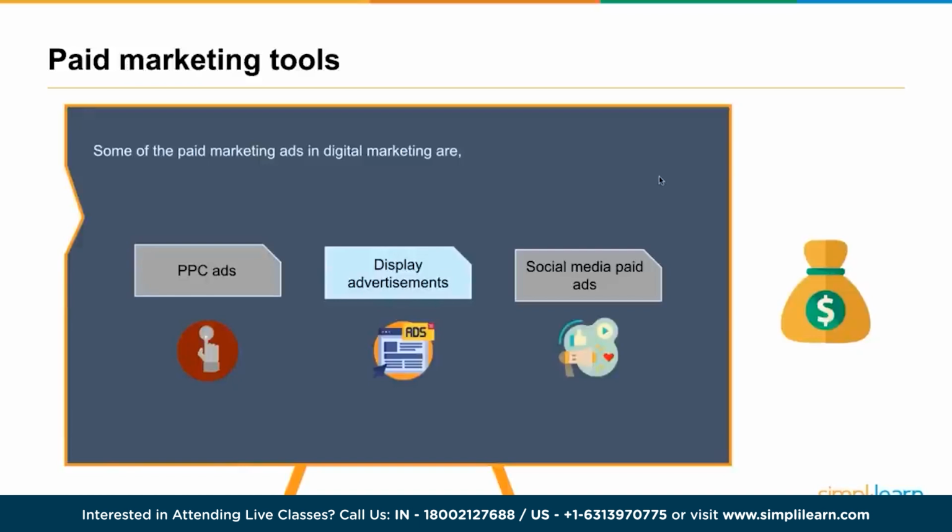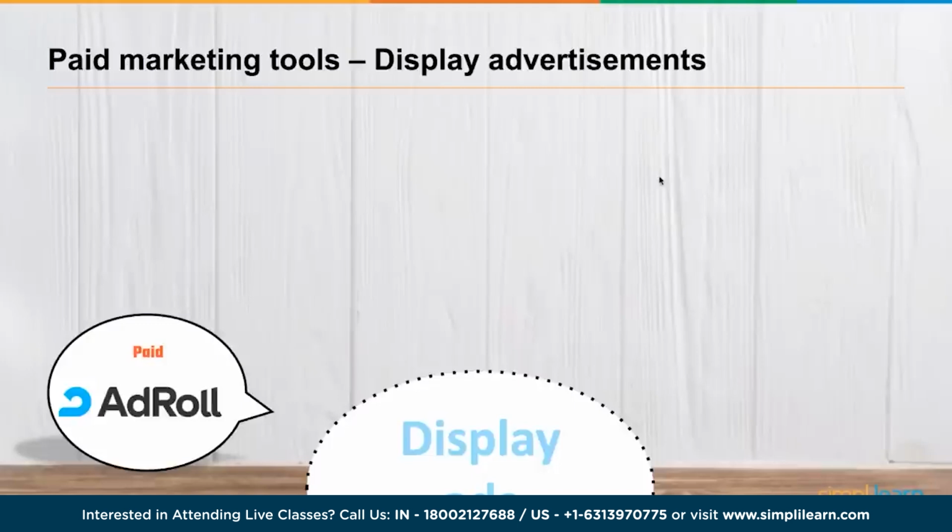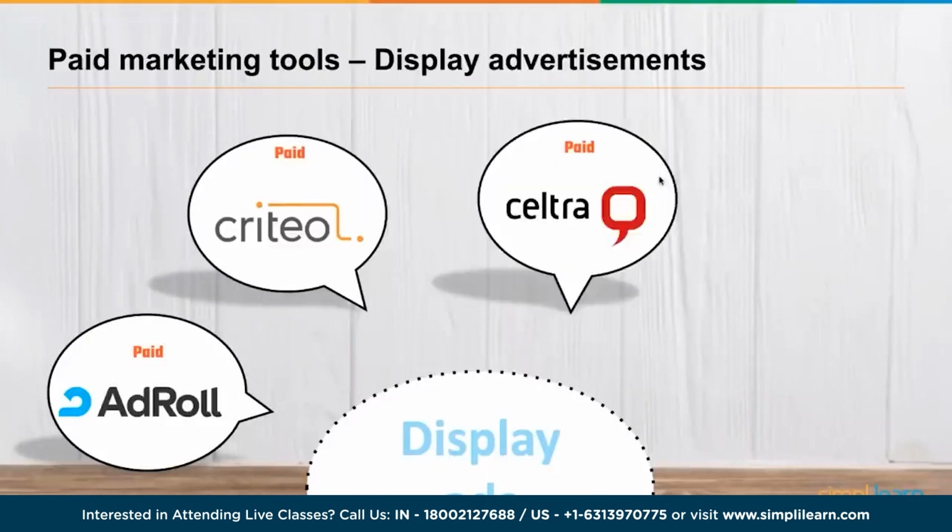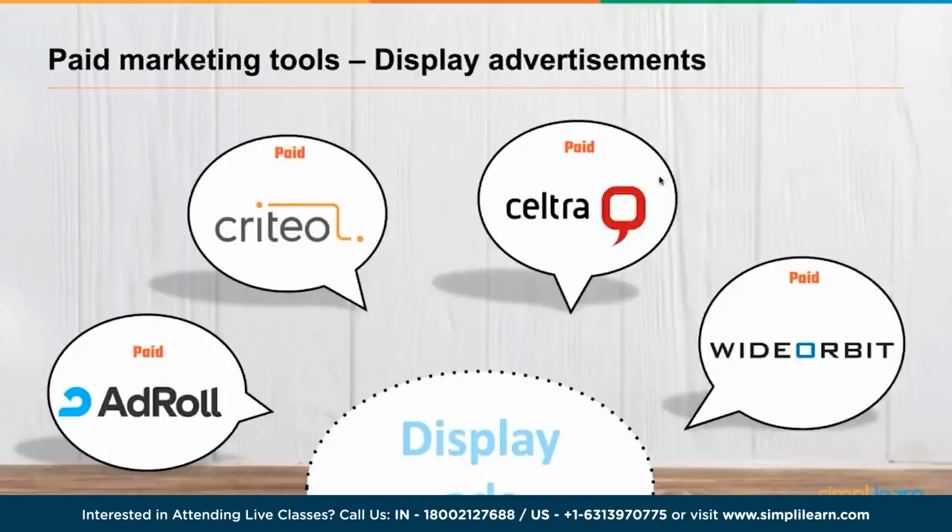Then you have display advertisements. You're across a different network, and there are different types of networks out there. For example, AdRoll, Criteo, and Celtra is another paid tool you can use, as is WideOrbit. So these are some of the paid marketing tools you can leverage. Of course, if I'm advertising on Google, I like to stay in Google Ads and measure my display performance that way. But if you're on AdRoll, for example, then you want to leverage AdRoll's reporting platform and some of the tools they have to offer.